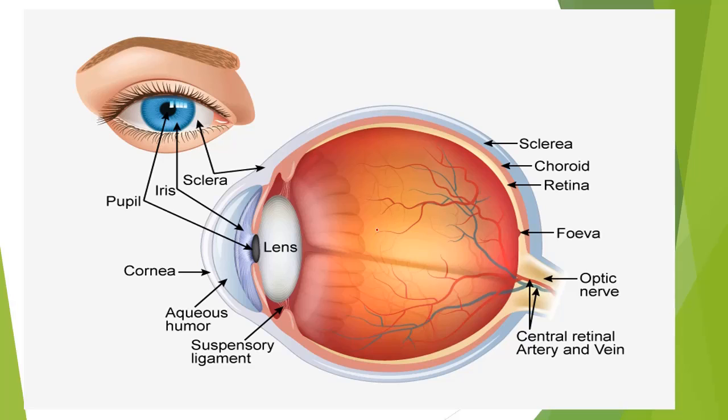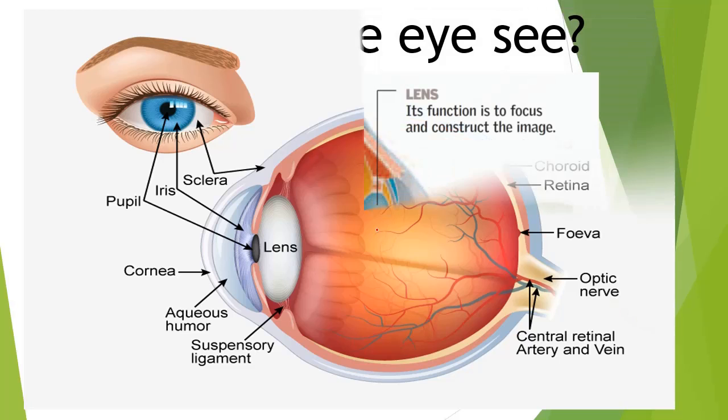The suspensory ligaments hold this lens, and the widening or shrinking of the lens is due to these suspensory ligaments. This suspensory ligament controls the shrinking or thickening of the lens. So I think we have covered this slide. Moving on to the next slide.